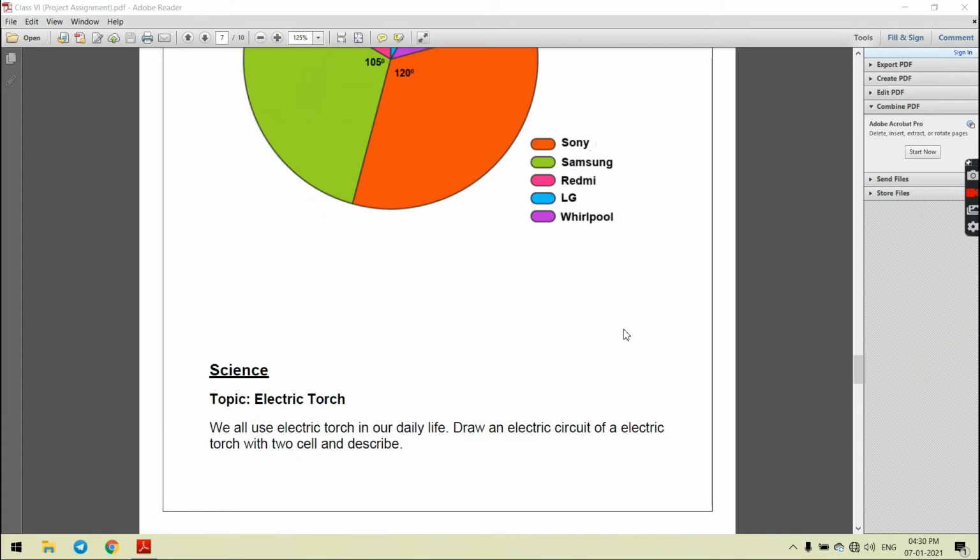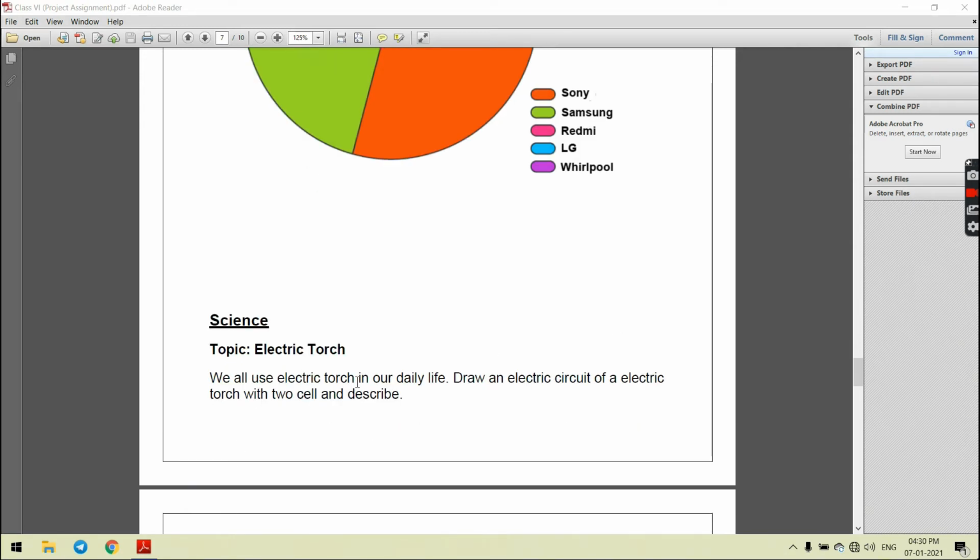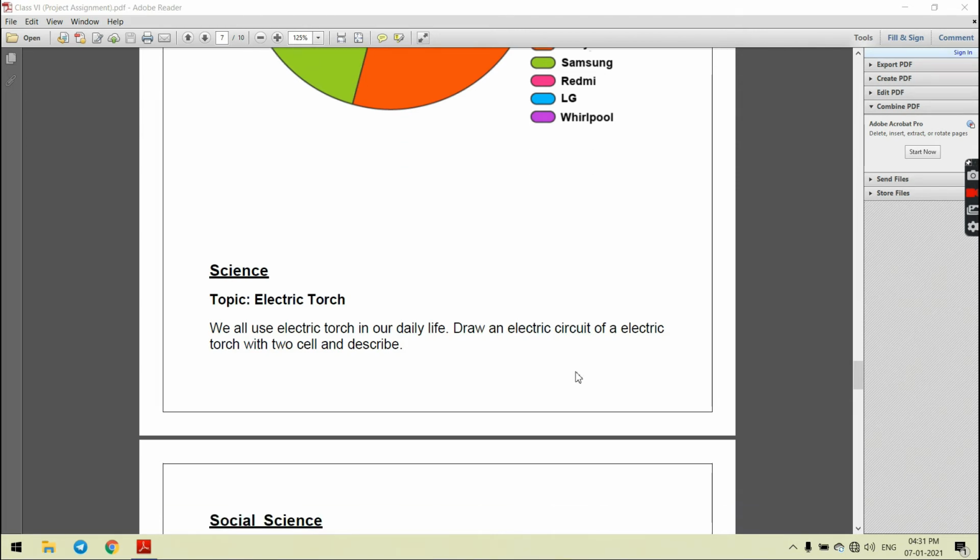Now we are coming to science project. The topic of this project is electric torch. We all use electric torch in our daily life. Draw an electric circuit of an electric torch with 2 cells and describe. So students, for drawing purpose you will use the left side of your project copy, and for the writing purpose you will use the ruled pages of the right side of your project copy.